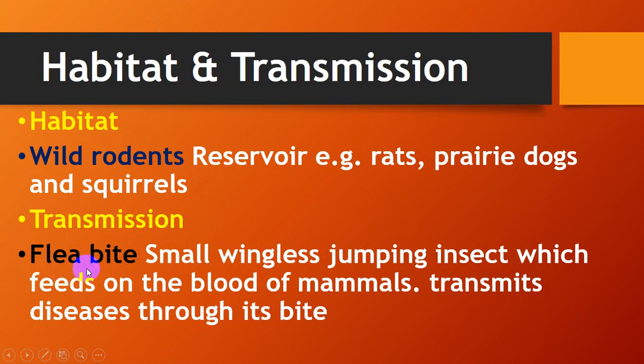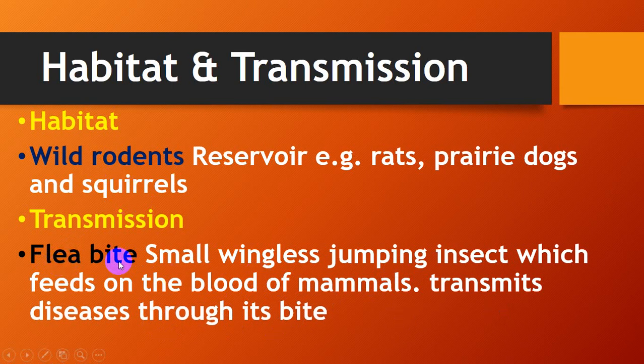What is meant by flea bite? Fleas are small wingless jumping insects. I will show you in the picture next, which feed on the blood of mammals and then transmit disease through their bites. So rodents to fleas and fleas to human. In this way, the infection will occur in the human. So this bacteria does not directly infect humans. It will infect from a flea bite to human.